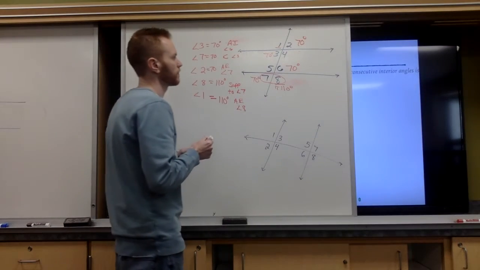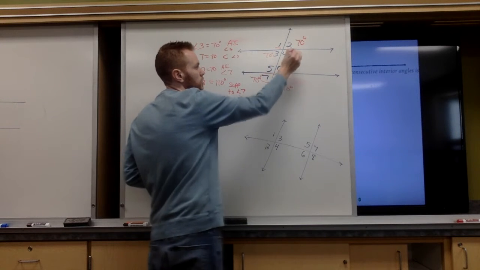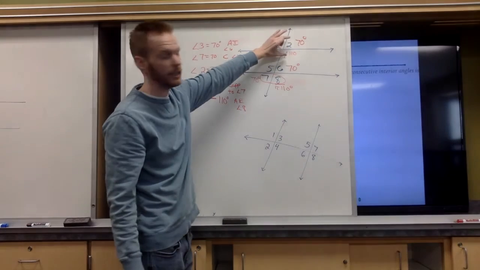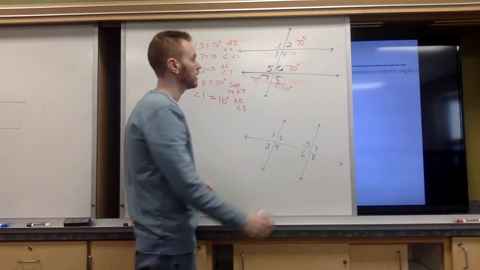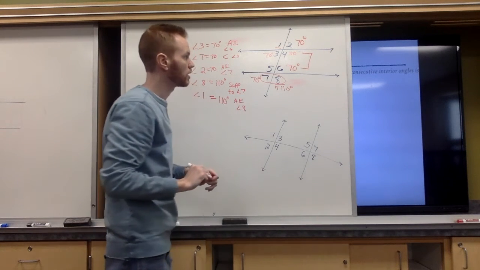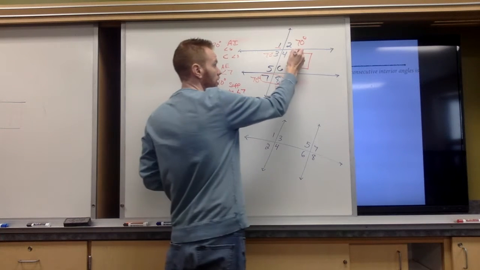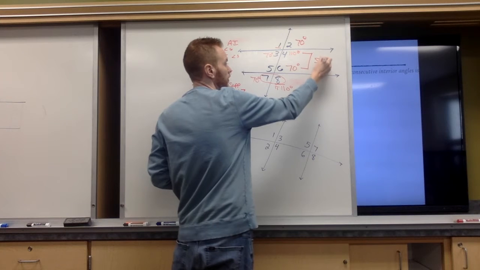So notice something. If this is 70, this is 110, because once again, 2 and 4 are linear, right? They add to 180. Now, same side to your angles, which are these two guys, it's 110 and 70. Do they add up to 180? They are. So they must be supplementary.